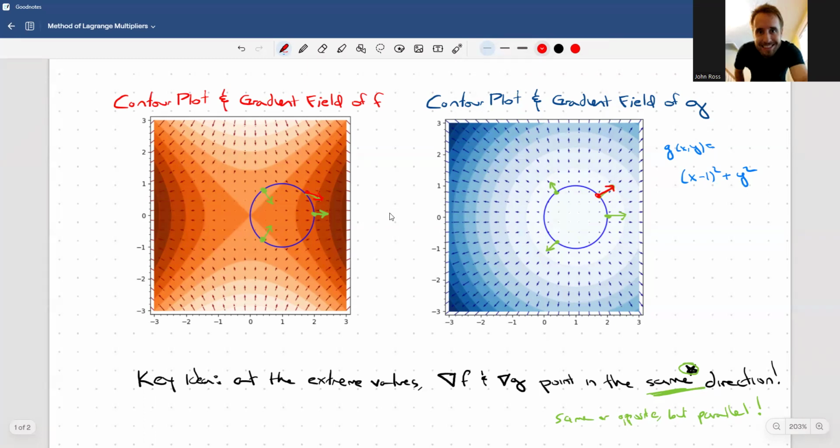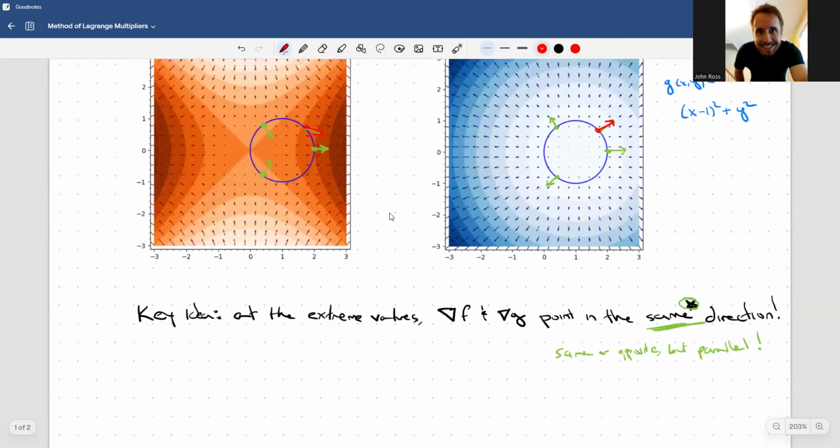The extreme values will have these gradient vectors pointing in the same direction. And when I say these point in the same direction, another way I can frame that is, i.e., grad f is equal to a scalar multiple of grad g. I'm going to introduce the letter lambda to be my scalar multiple. So grad f is equal to some scalar lambda times grad g, and we could say they are scalar multiples of each other.